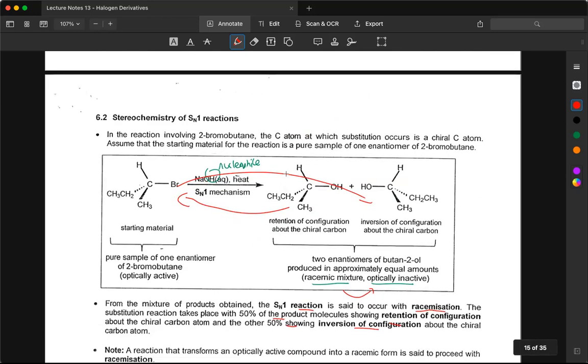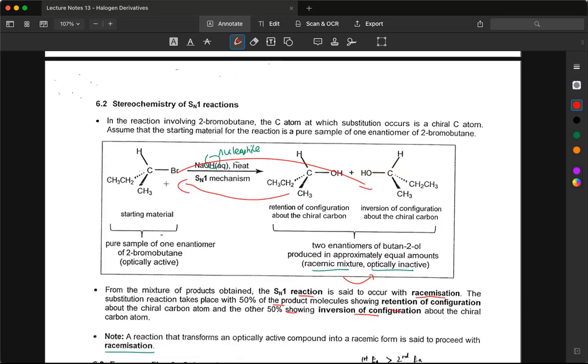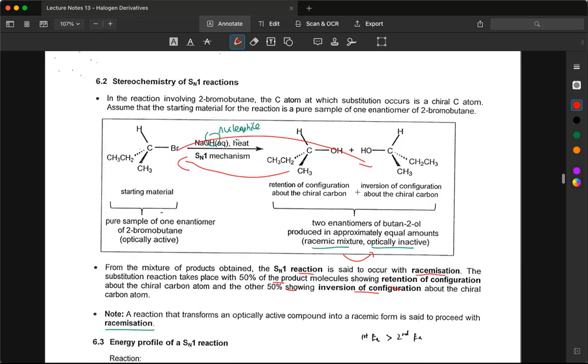In the reaction involving 2-bromobutane, the carbon atom at which substitution occurs is a chiral carbon. Assume that the starting material for the reaction is a pure sample of one enantiomer of 2-bromobutane, which is optically active because of the chiral carbon. So in the SN1 mechanism, we expect to see two enantiomers of equal amount because of equal likelihood.